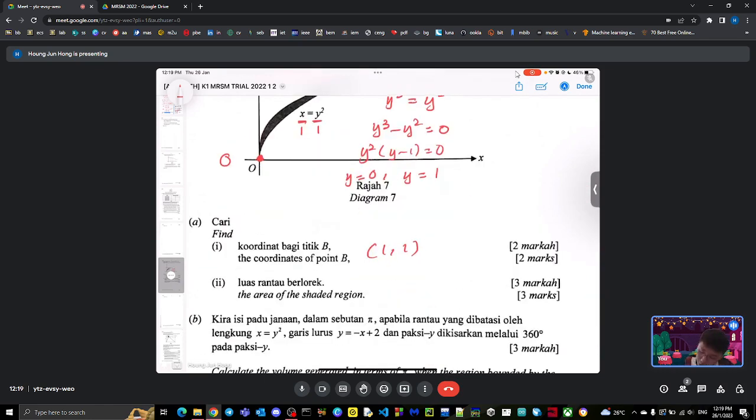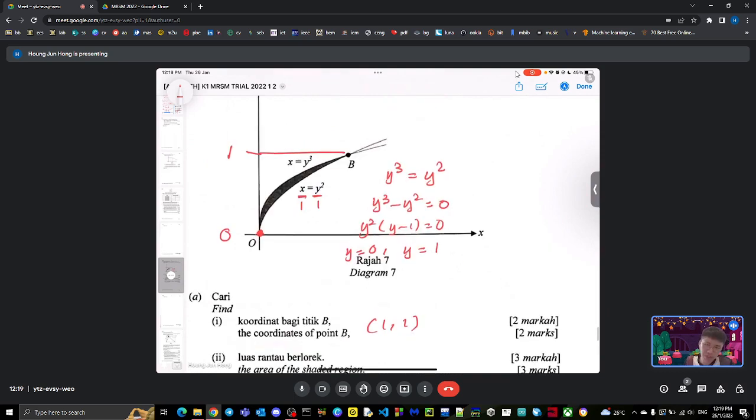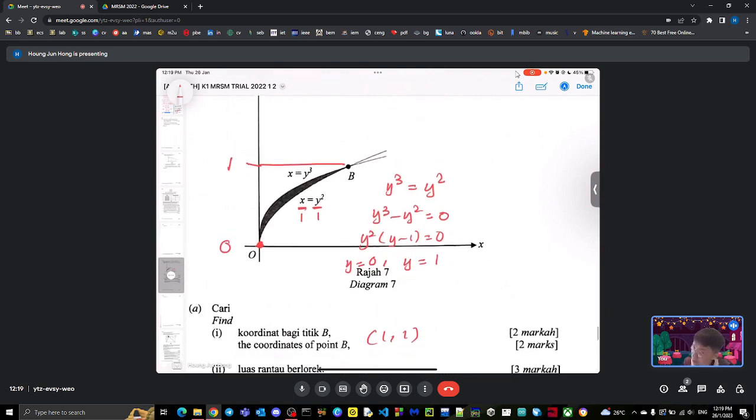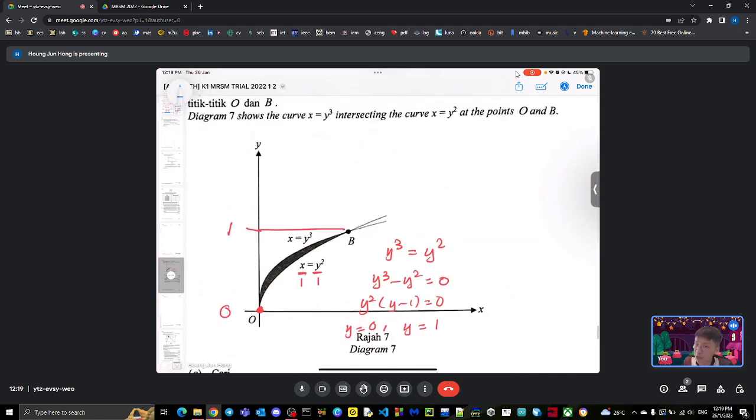Okay, yep. The area of shaded region. So this one, yes, just do integration. That's it. So the tricky part here is that you can actually just perform integration towards the y-axis. So it will be this big region minus the smaller region inside. So you will get the so-called shaded region.